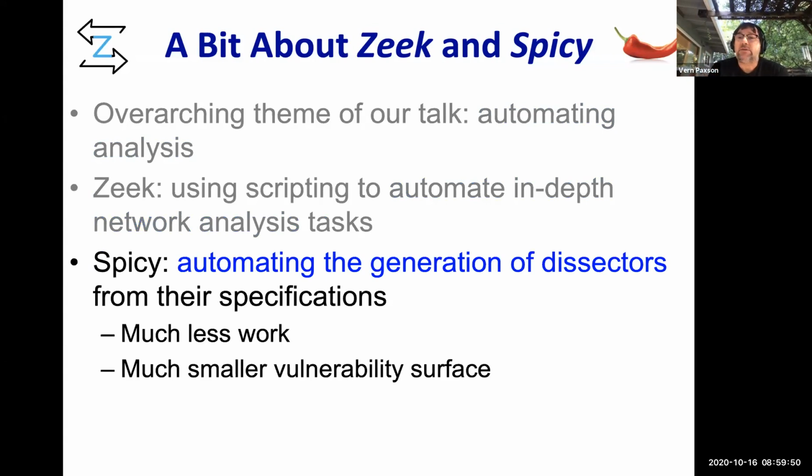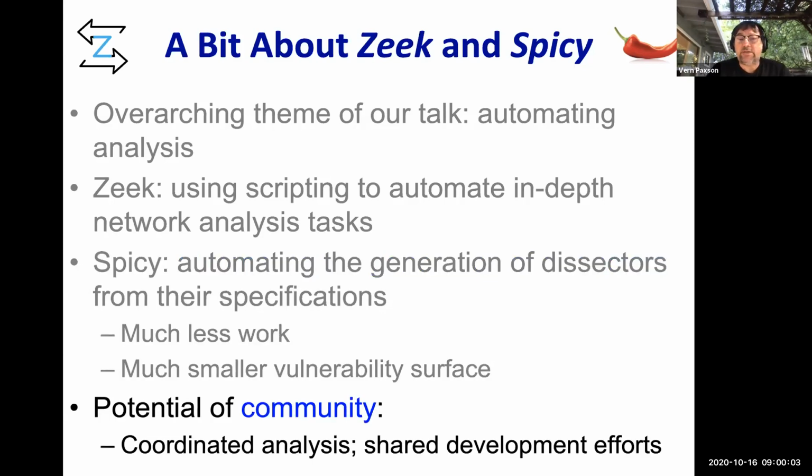Spicy automates the generation of dissectors, which is really exciting in terms of a lot less work, a lot simpler code, and a much smaller vulnerability surface. Finally, there's the opportunity to perhaps take communities and have a point of central community, singular, where we share the work of writing these things once and get them right, safe and performant. So with that, we are done, and happy to continue the dialogue in whatever form is appropriate.